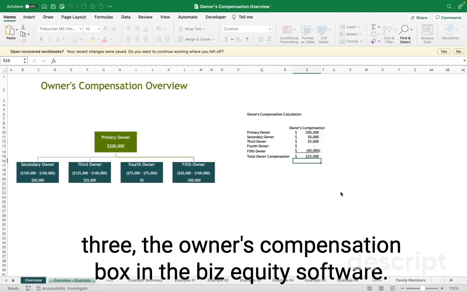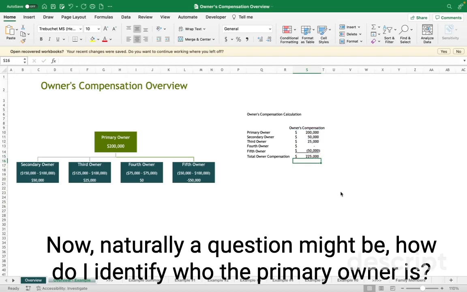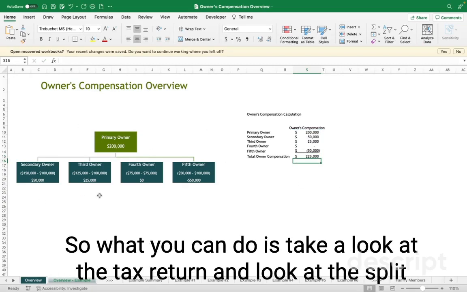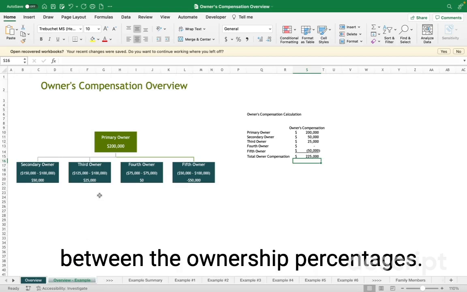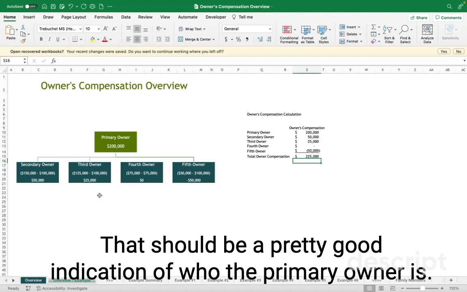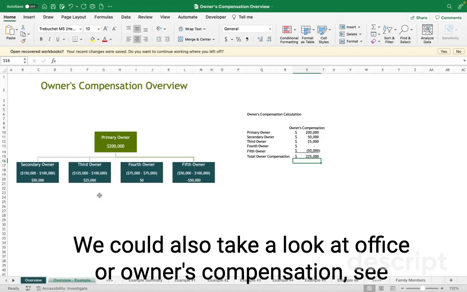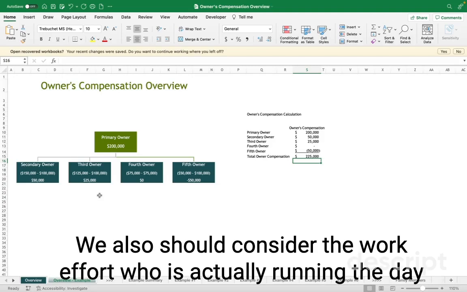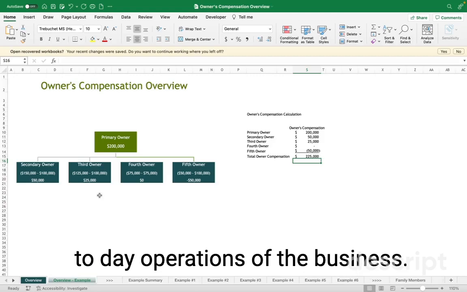Now, naturally, a question might be, how do I identify who the primary owner is, especially in cases where there are 5 partners or more? What you can do is take a look at the tax return and look at the split between the ownership percentages. That should be a pretty good indication of who the primary owner is. We could also take a look at officer or owner's compensation, to see who's getting paid more. We also should consider the work effort, who is actually running the day-to-day operations of the business.